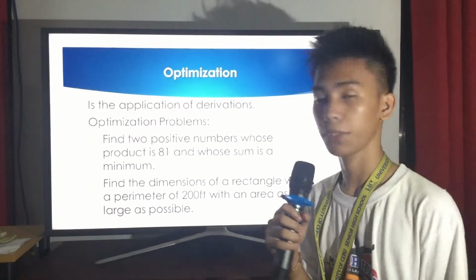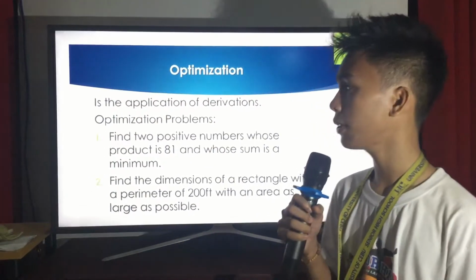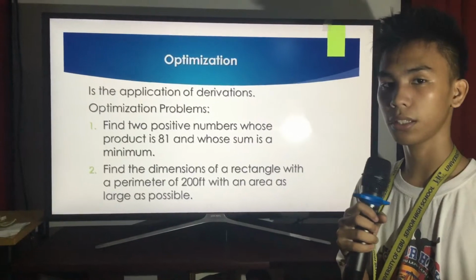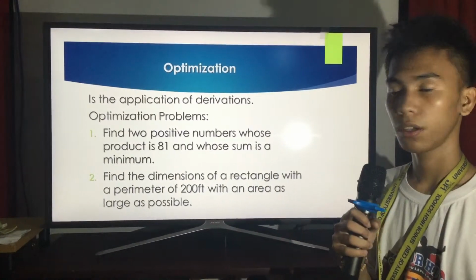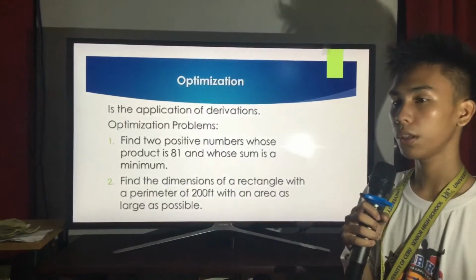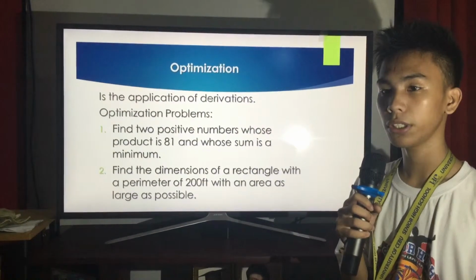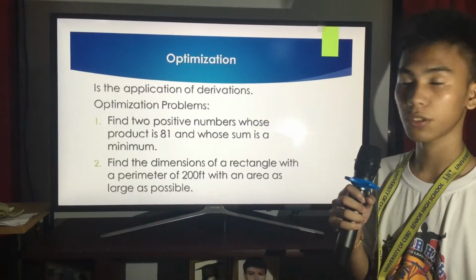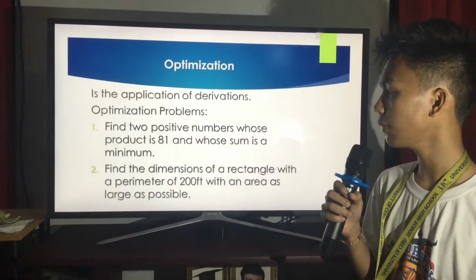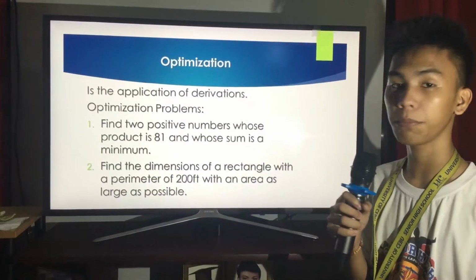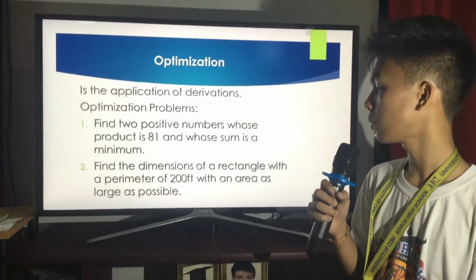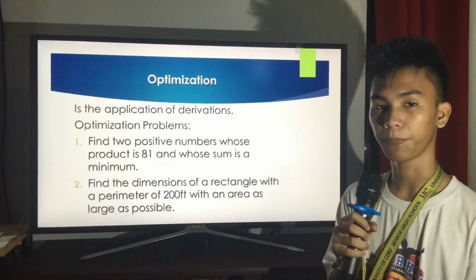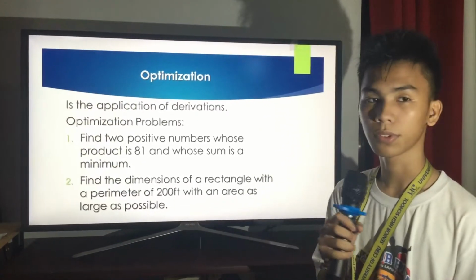Let's move on to our next topic, which is optimization. Optimization is an application of derivatives. Optimization means utilizing something. So in this lesson, we will utilize functions according to their maximum and minimum values. Now we have here two optimization problems. Number one, find two positive numbers whose product is 81 and whose sum is a minimum. Number two, find the dimensions of a rectangle with a perimeter of 200 feet with an area as large as possible. So we will answer these problems.